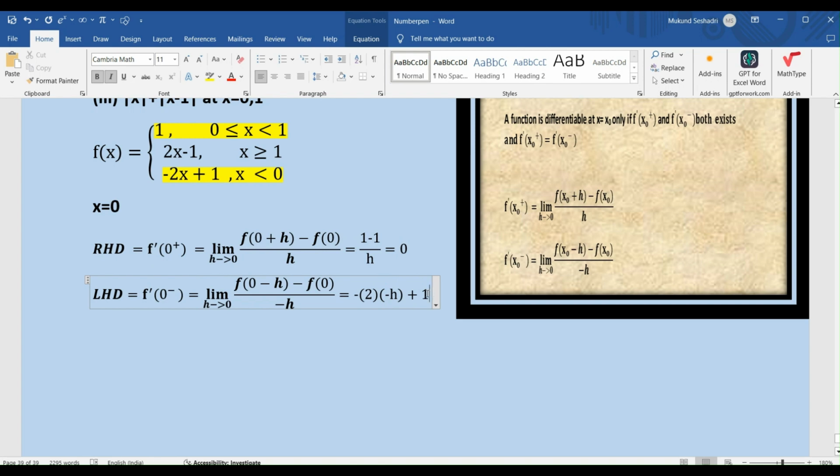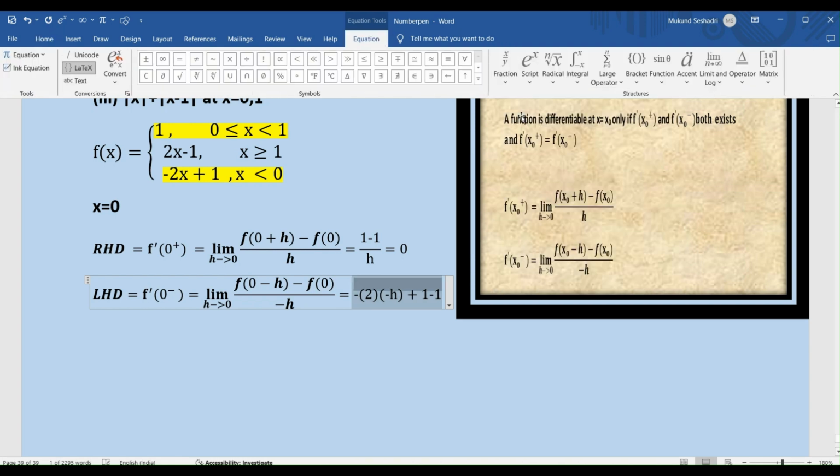My f of 0 is a constant which is 1, right? So let's pull out the... I have minus 2x plus 1 rewritten as minus 2 into minus h plus 1, and then my f of 0 is 1, which is when x equals 0, we have f of x equals 1. So that is what I have written. And then my denominator remains minus h, right?